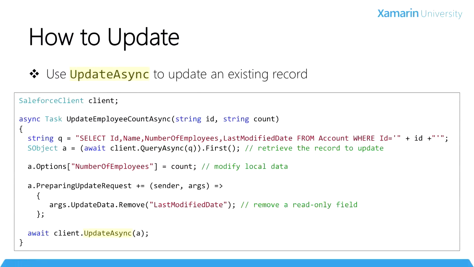The update async method updates an existing record. Note how we handle the preparing update request event. We use it to remove the read-only last modified date key and value. Update async does not return anything as part of the execution. However, it will throw an exception on failure. So for example, you may receive a web exception reporting 404 where the ID has not been found or it's an invalid ID. Or you may receive an invalid field exception for attempting to update a read-only field.